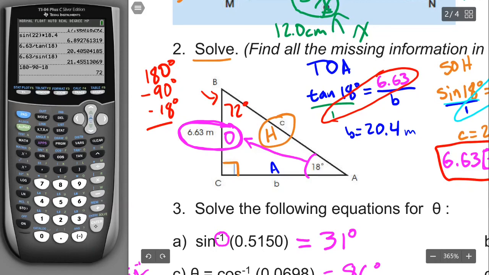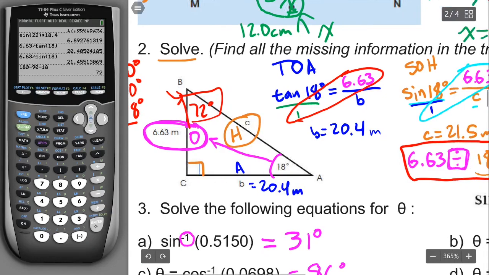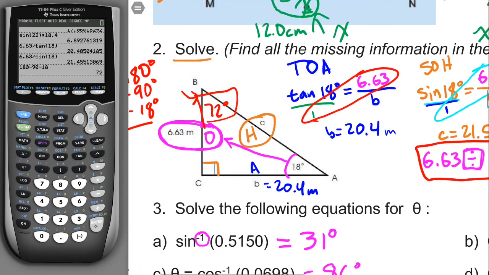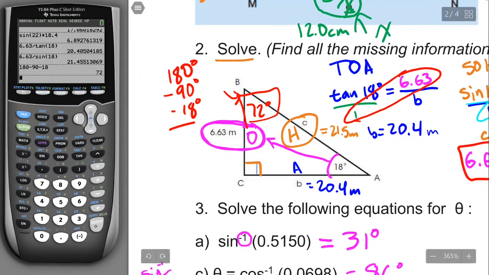So there you have it. We have found the missing angle of 72 degrees. We found that B was 20.4 meters, and we found that our hypotenuse was 21.5 meters. And sanity check, yeah, hypotenuse is longer than my B. Okay, good.